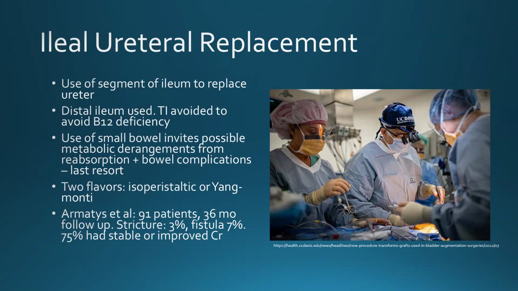And ileal ureteral replacement comes essentially in two flavors. One is an isoperistaltic technique, and the other is a Yang-Monti technique. There is a study from Arbanis et al. that took a look at 91 patients with a 36-month follow-up. They had a stricture rate of 3% and a fistula rate of 7%. But in 75% of their patients, patients maintained a stable or improved creatinine, indicating that this seems to be a pretty robust procedure when it is performed by skilled surgeons, and this can really generate a lasting response to these types of injuries.